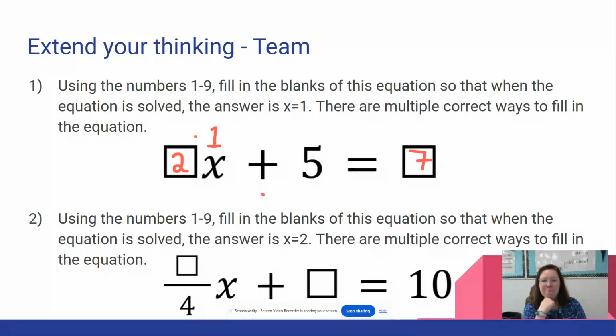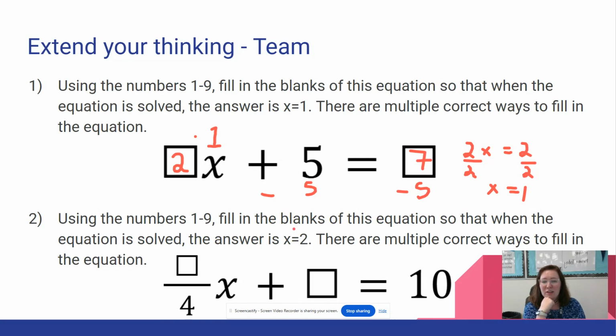Let's find out. Subtract 5 on both sides, and now I get 2x equals 2, divide both sides by 2, and x equals 1, just like we wanted. That is not the only solution. That was just because I put a 2 here, and then I knew, multiplied it times 1, I added 5, and I just solved what it would be.